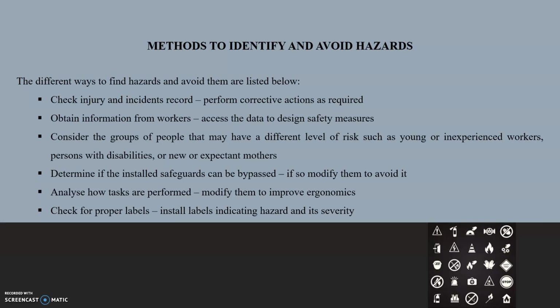Now let's look at some methods to identify and avoid hazards. One way to do that is by checking injury and incident records. On checking, we could implement corrective actions to ensure that these are not repeated. Another criterion is to check if the installed safeguards can be bypassed intentionally or unintentionally. If so, they must be modified accordingly. Also, in order to improve the ergonomics, we could analyze how tasks are being performed. In addition, employers must ensure that proper labels are installed and employees have the proper training to understand them.